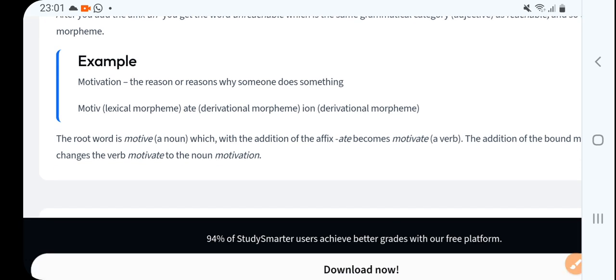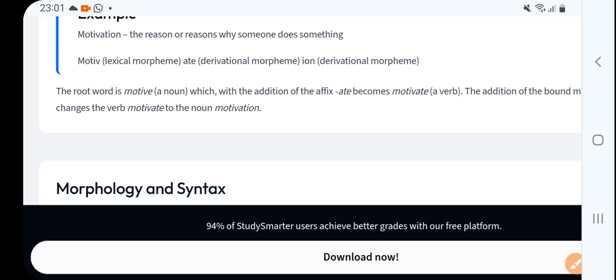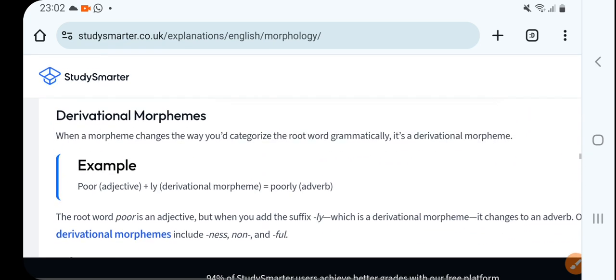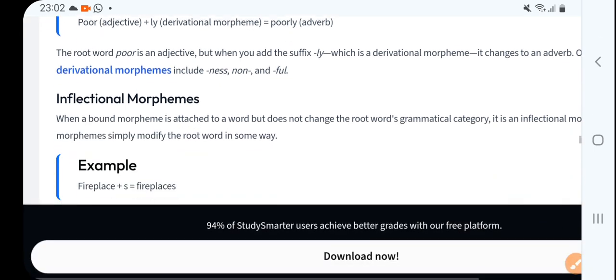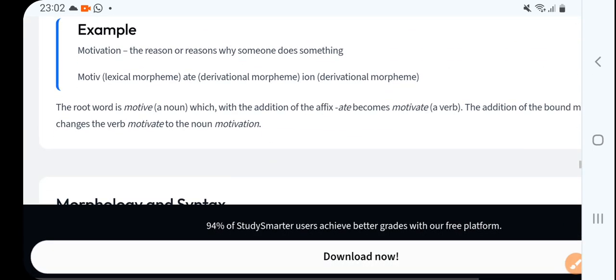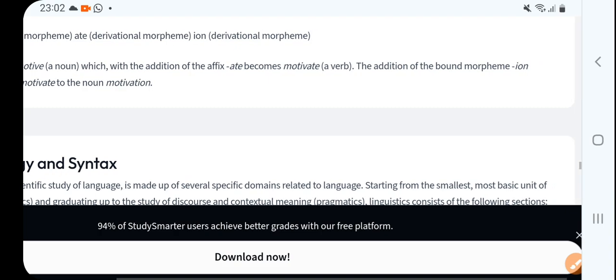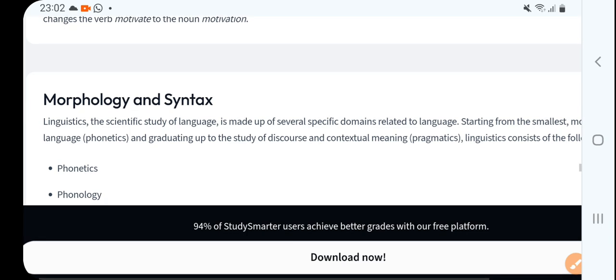Motivation: the reason or reasons why someone does something. Motive is the lexical meaning morpheme. Ation is a derivational morpheme, because a derivational morpheme changes how you categorize the root word grammatically. So it changes the root word grammatically. So that is ation and motivate, a verb. The addition of the bound morpheme ation changes the verb motivate to the noun motivation. Okay, so this is there.